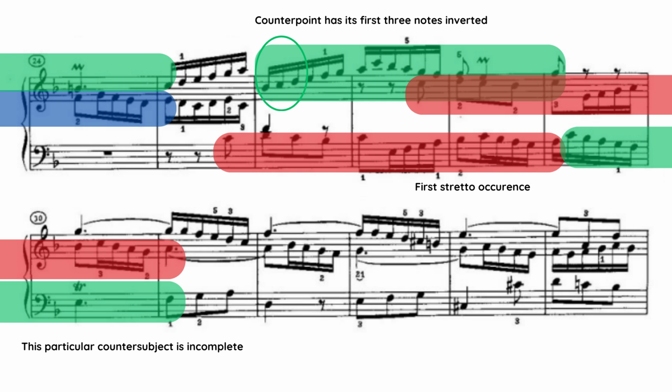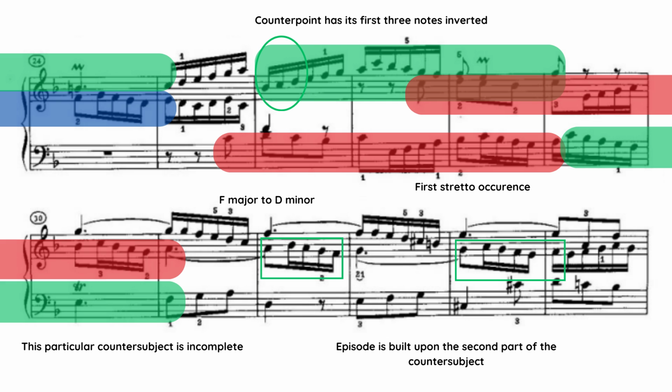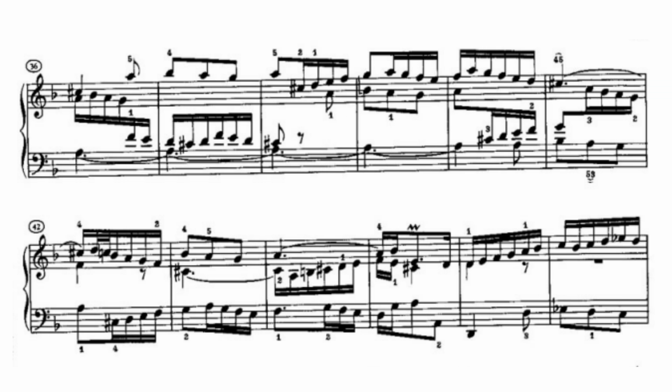In measure 31 starts the second episode, modulating from F major to D minor, and in this episode we can see figures that resemble the counter subject. This is accompanied with free counterpoint in the bass. By this point of the fugue, we will see that the counter subject will no longer be present.